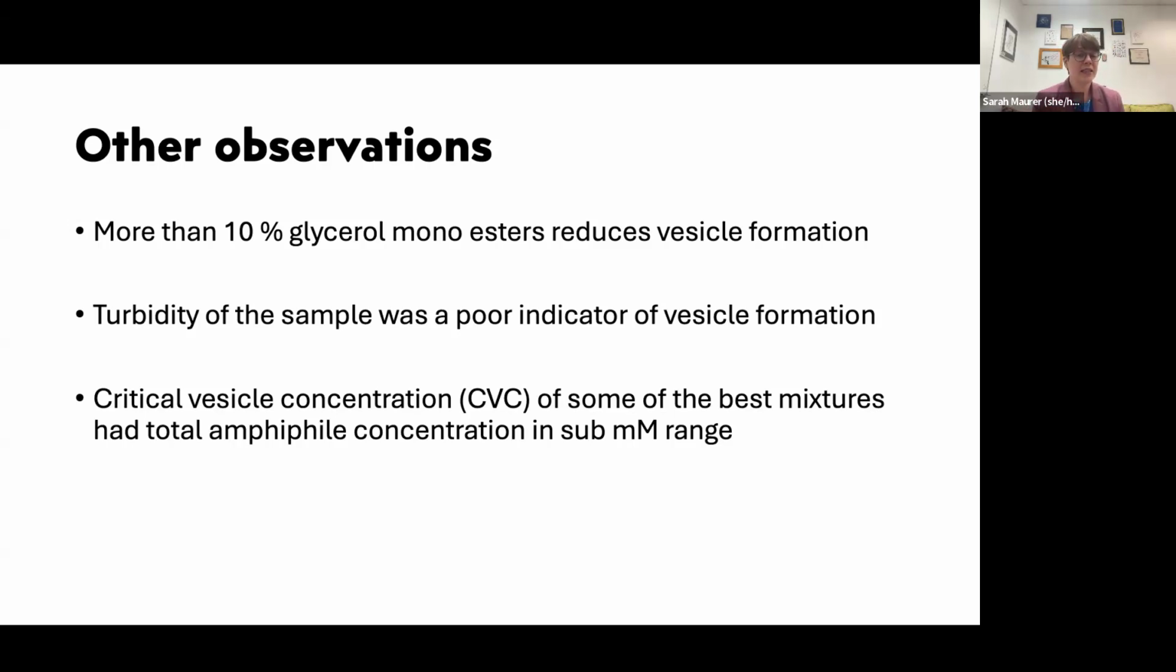And then the last thing is that we have now made bigger volumes of these samples and determined the CVC of some of our better performers. And we do have some mixtures that form vesicles in the sub-millimolar range. And so we can actually get our amphiphile compositions to a place where they'll form membranes at less than 1 millimolar of total amphiphile, right? So you actually need very little material in solution to get vesicles to form.